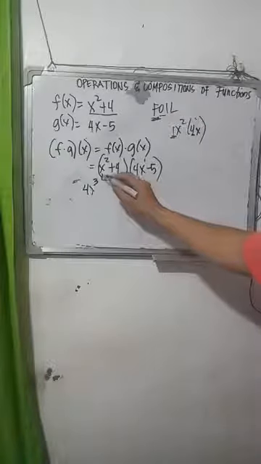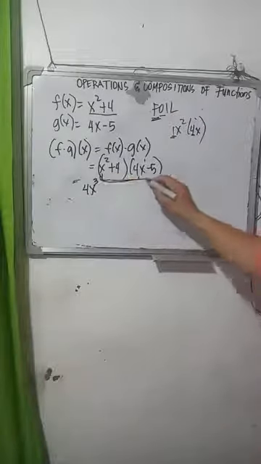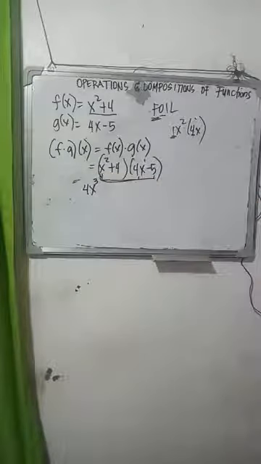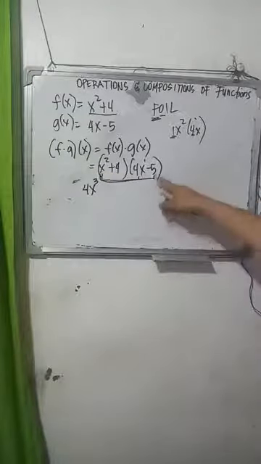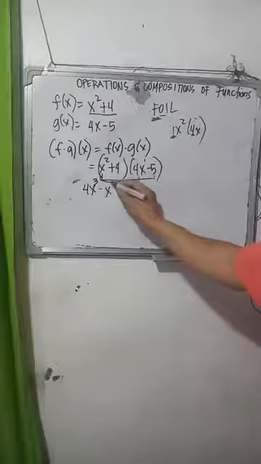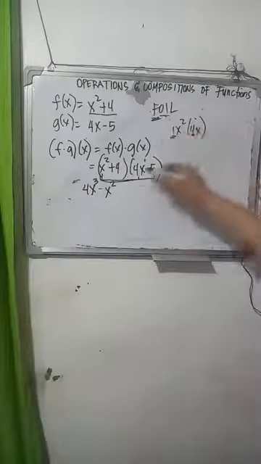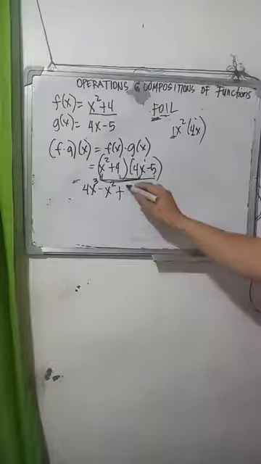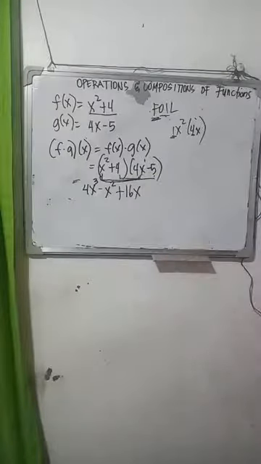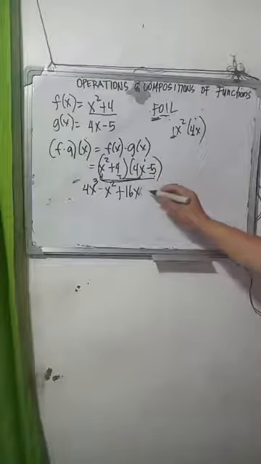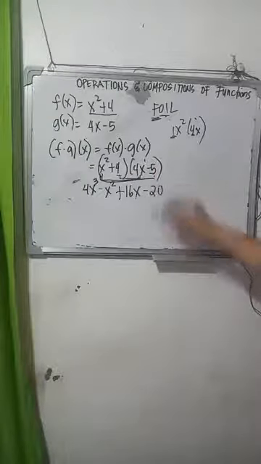Next, outer. So that is this one: x squared times negative 5. Negative 5 times x squared, that is negative 5x squared. Then inner, so 4 times 4x, that is positive 16x. Then 4 times negative 5, that is negative 20.